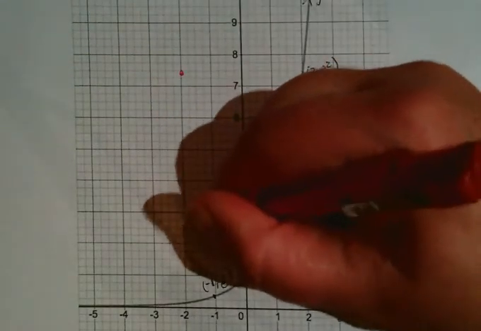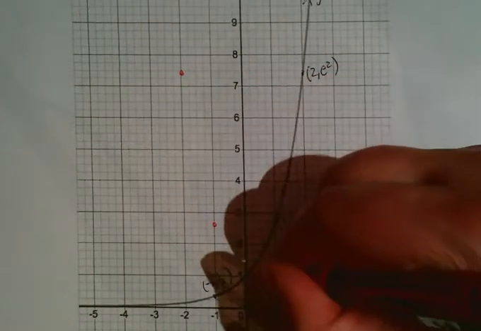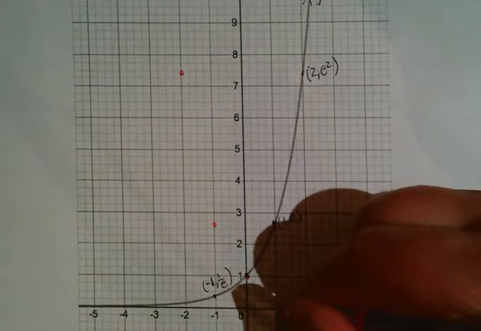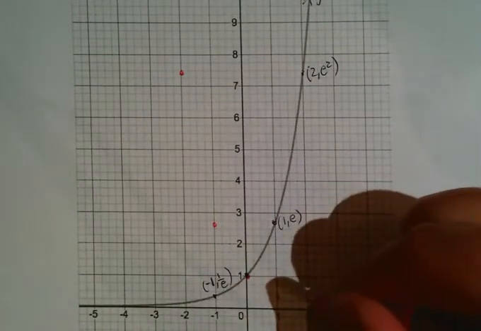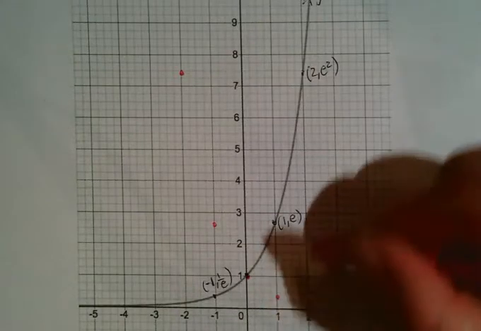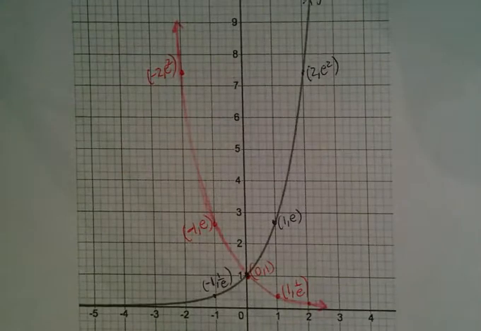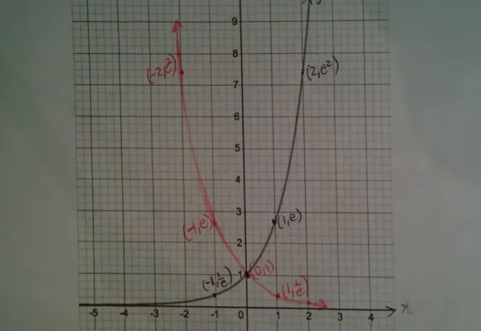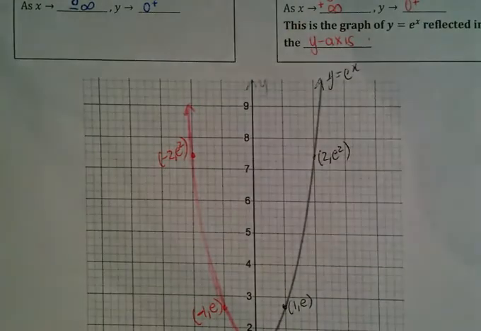So this will be negative 2, e squared. This one will be negative 1, e. We'll still have 0, 1. We'll have 1, 1 on e instead of negative 1, 1 on e, and we'll have 2, 1 on e squared, which is about down there. So the curve is going the other way. And you can label in your axes as well. You've got your x-axis, label the main points, and your y-axis.